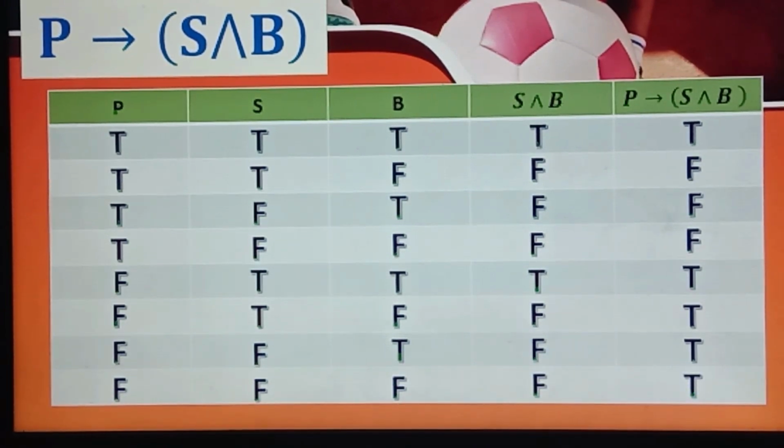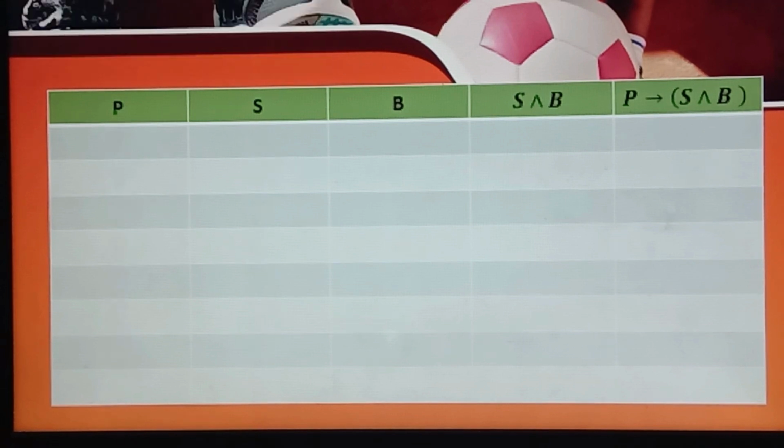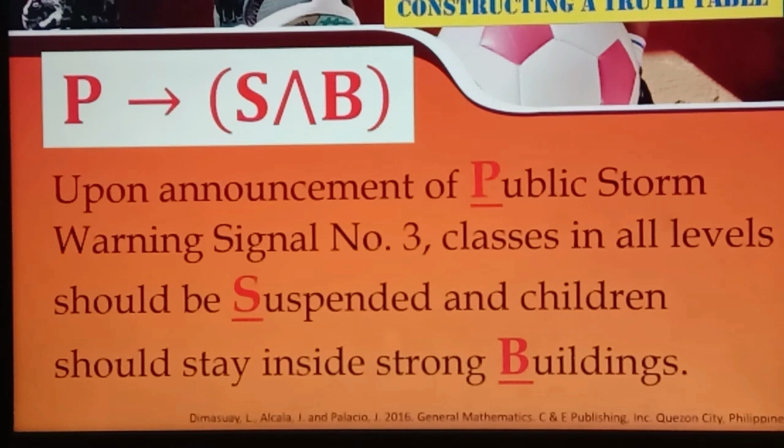Now, what is the significance of having these three results of false and five results of true? Going back to the previous slide: upon announcement of public storm warning signal number 3, classes in all levels should be suspended and children should stay inside strong buildings. The truth value of this statement is 3 out of 8 false and 5 out of 8 true, which means you don't necessarily have to follow what this statement tells you to do if there is a public storm warning signal number 3. Some classes might not be suspended, and children should not necessarily stay inside strong buildings, because some of them could be fetched already by their parents, or some would still be lingering around. Well, anyway, it's just signal number 3. They could go to SM or anywhere they want to go.